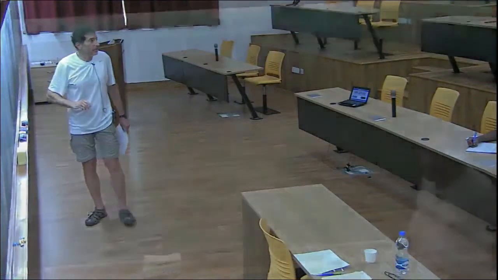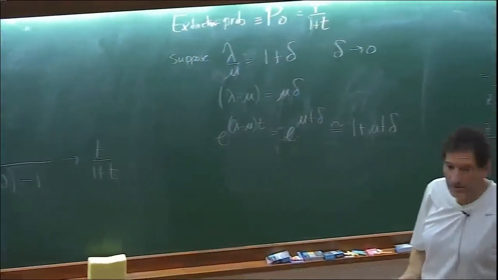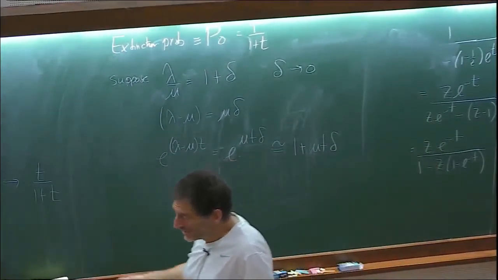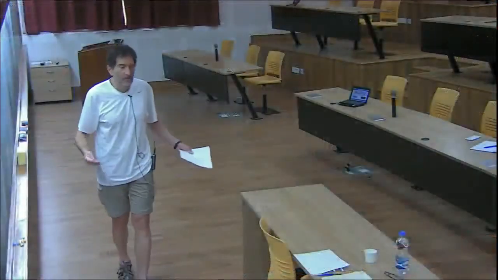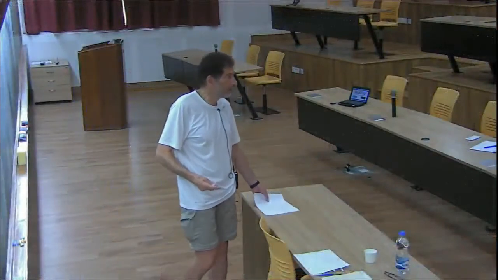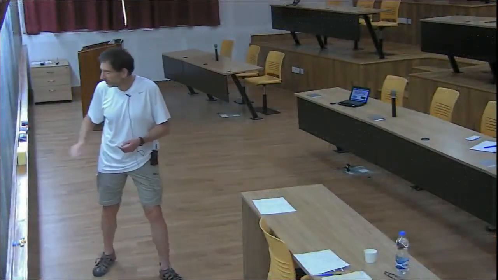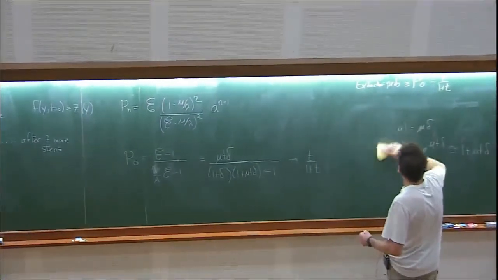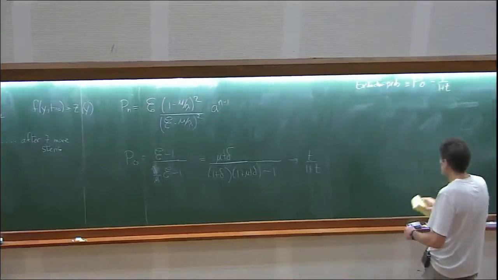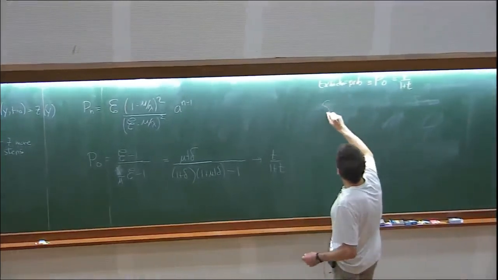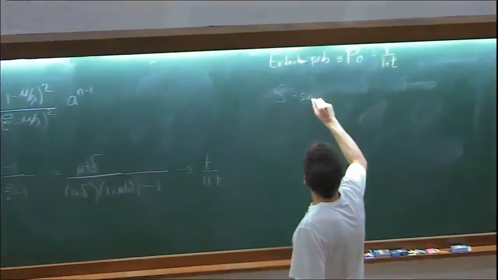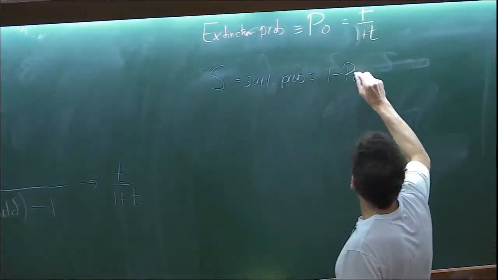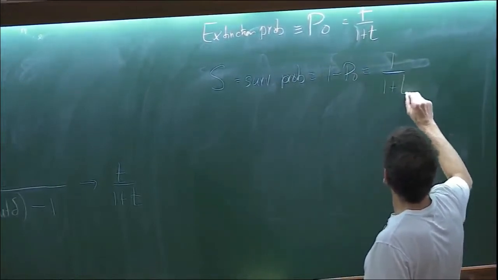So as t goes to infinity, the extinction probability goes to 1. The population certainly goes extinct. So we're living on the edge of catastrophe. If we have a birth-death system with equal birth and death rates, the system is certain to go extinct. And as a corollary to this, the survival probability S, which is 1 minus the extinction probability, is equal to 1 minus P naught, and so this is equal to 1 divided by 1 plus t.